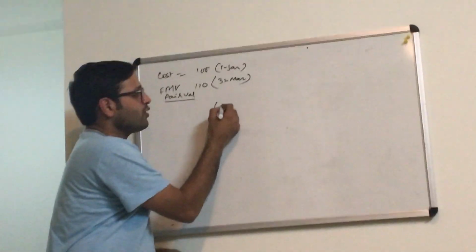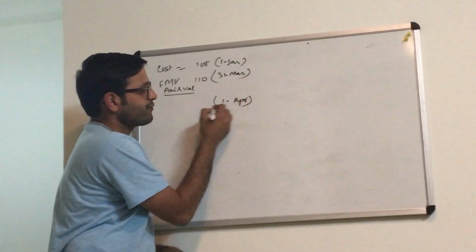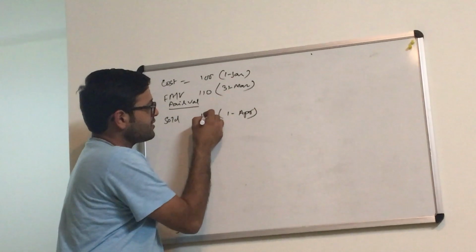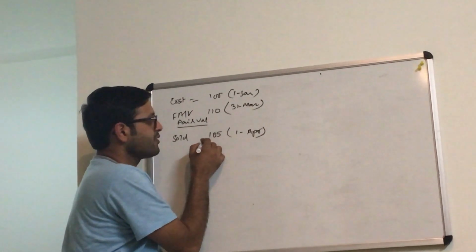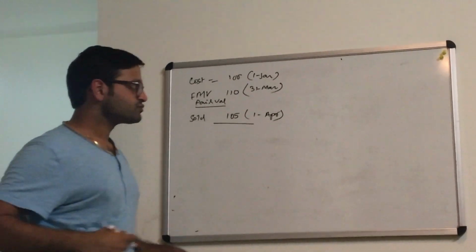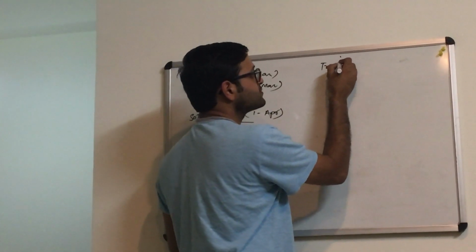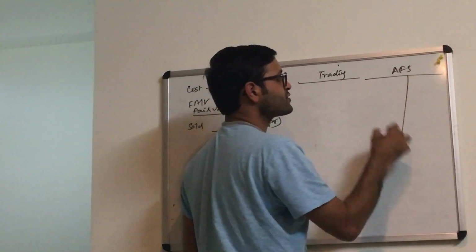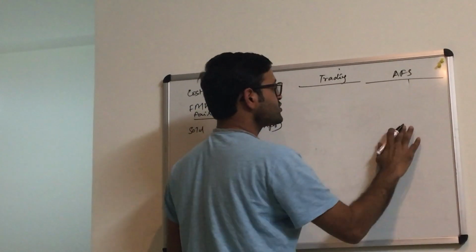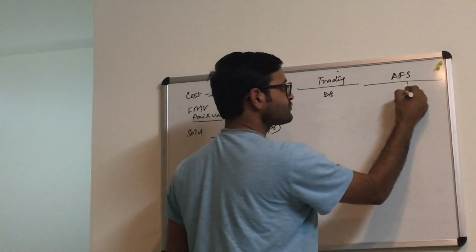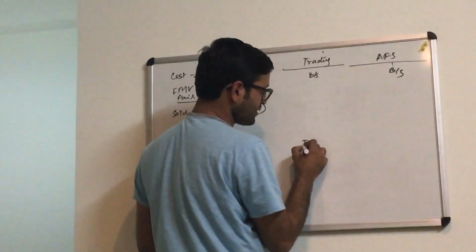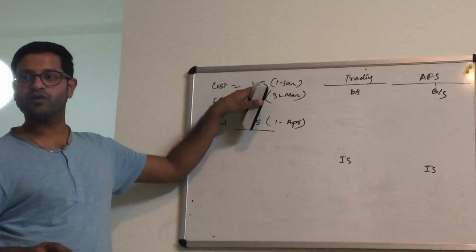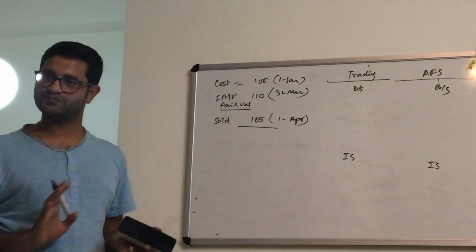Now on 1st of April, I sold it for, let's say, 105. If I am talking about trading, how will things be, and if I am talking about AFS, available for sale, how will the accounting be? First we talk about the balance sheet, and then the income statement. Not touching cash flows, they are simple: this is an outflow, this is an inflow, both are investing activities.